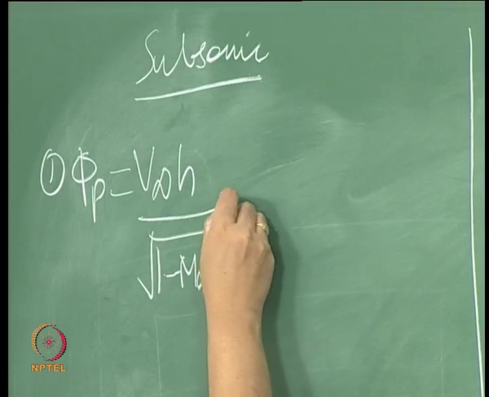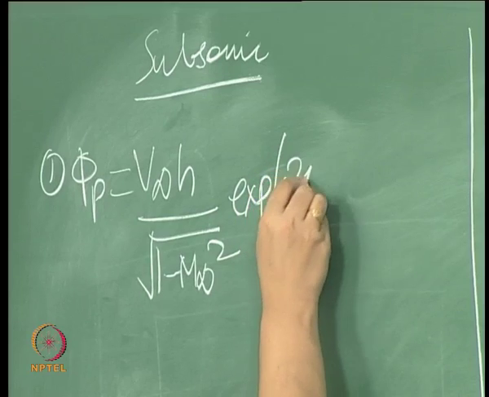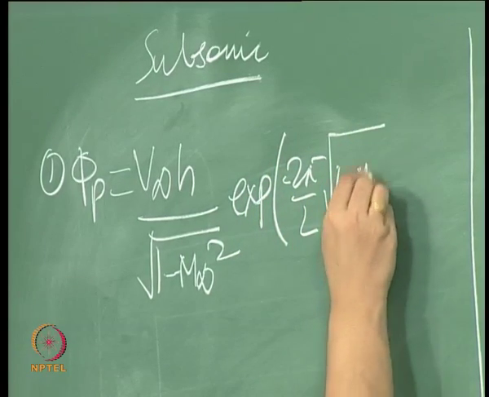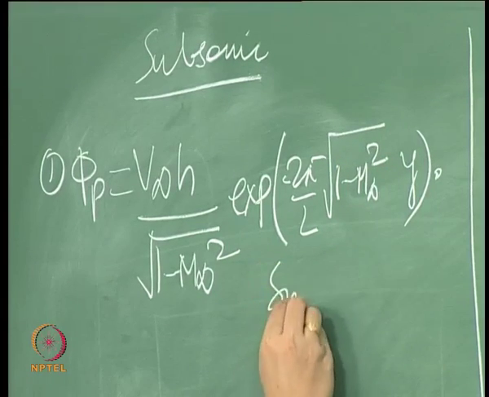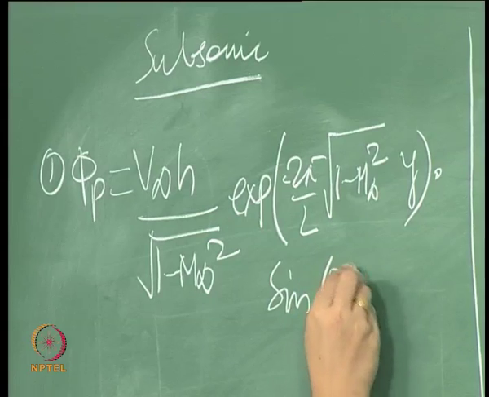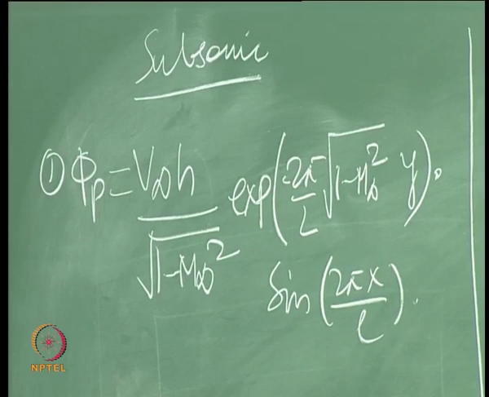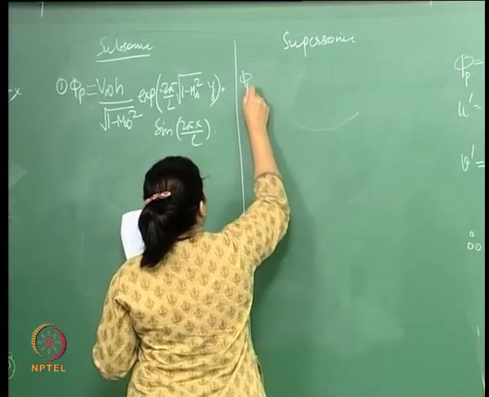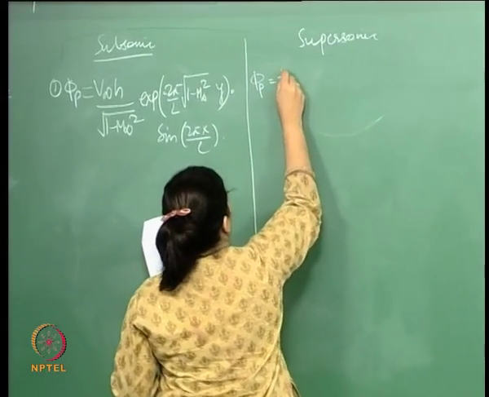An exponential into sine. And for the supersonic case we got a phi p which looks like this.